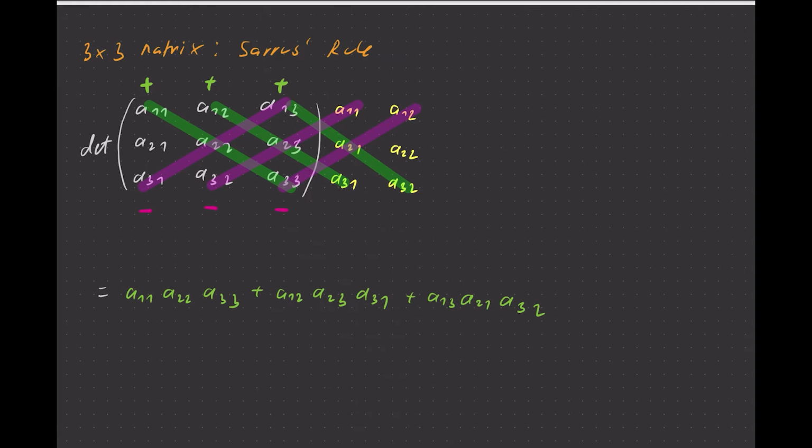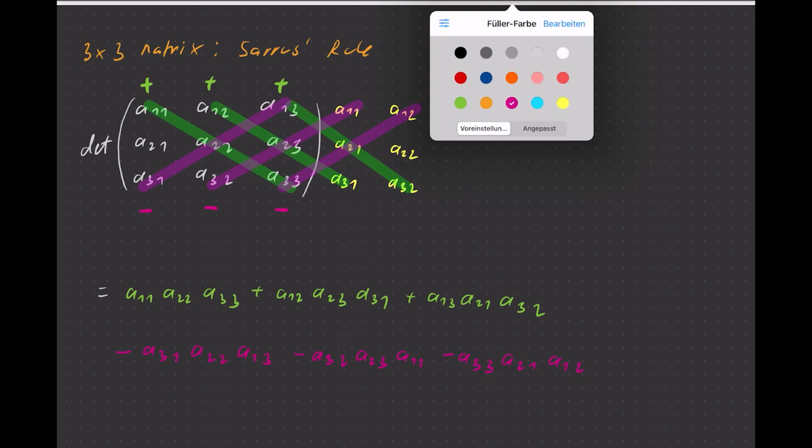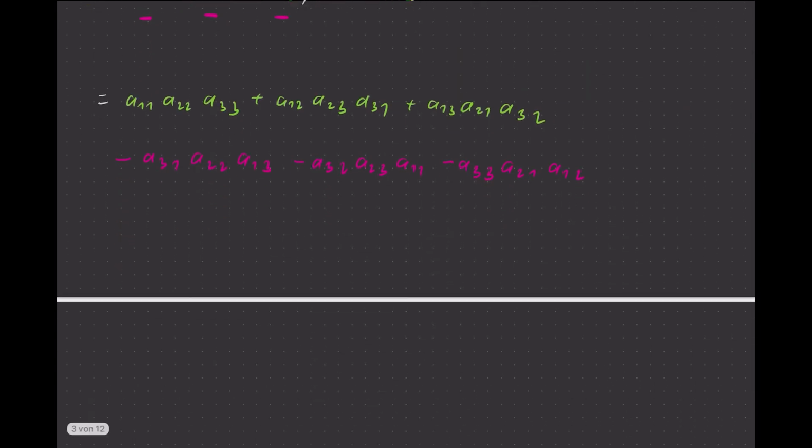And then we have a look at the negative diagonals, this one first. So we subtract that, minus A31, A22, A13. Then this one, again subtracted, so minus A32, A23, A11. And last but not least, this one here, minus A33, A21, A12. So that gives you a formula for 3 by 3 matrices, and this is actually very important.